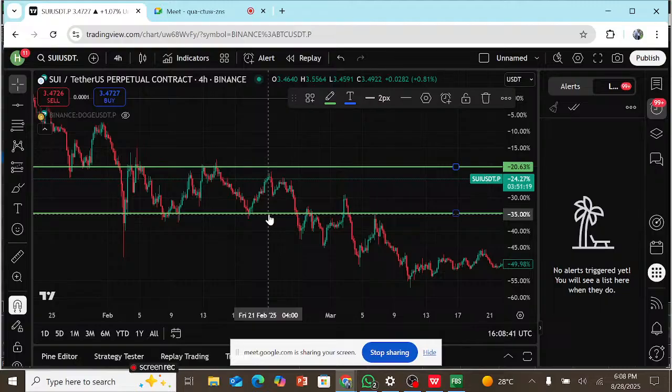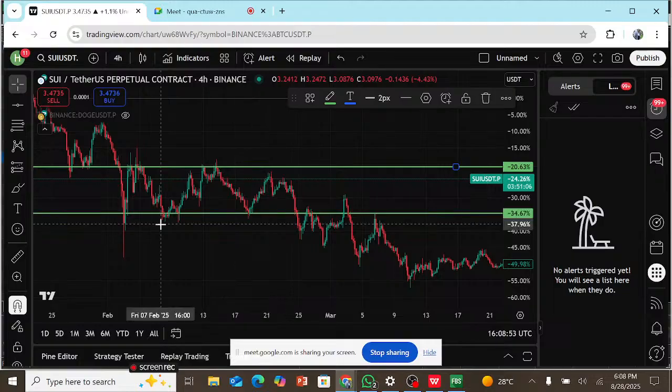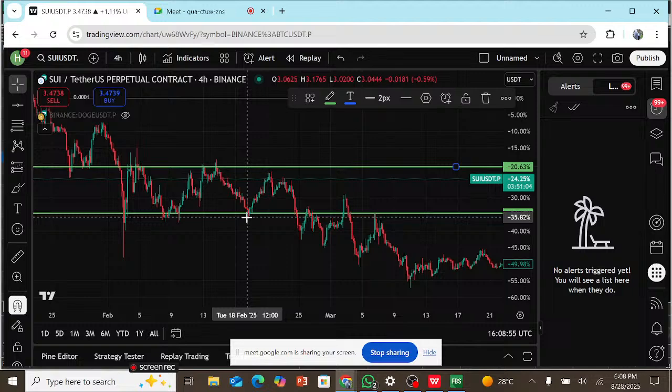How do you draw a support level? First of all, you forget the first hit. You see, one, two, three. In these three times, the price was hitting the same price, here, here, and here. So once you get one, two, three, you put the line.